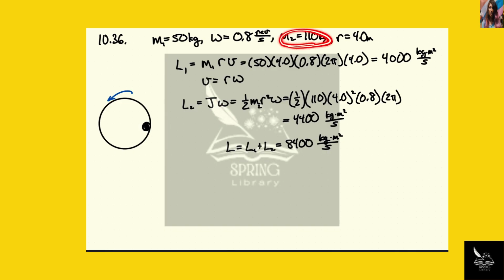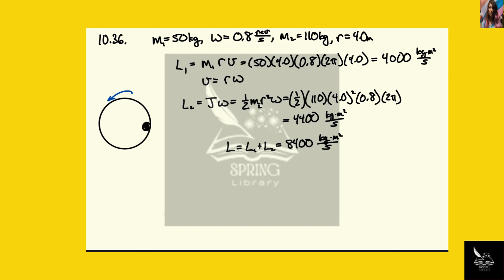Now the disc weighs 110 kilograms and has a radius of 4 meters. So they ask us for the magnitude of the angular momentum of the total system. So that means we have two pieces, and there are various ways we could do it.